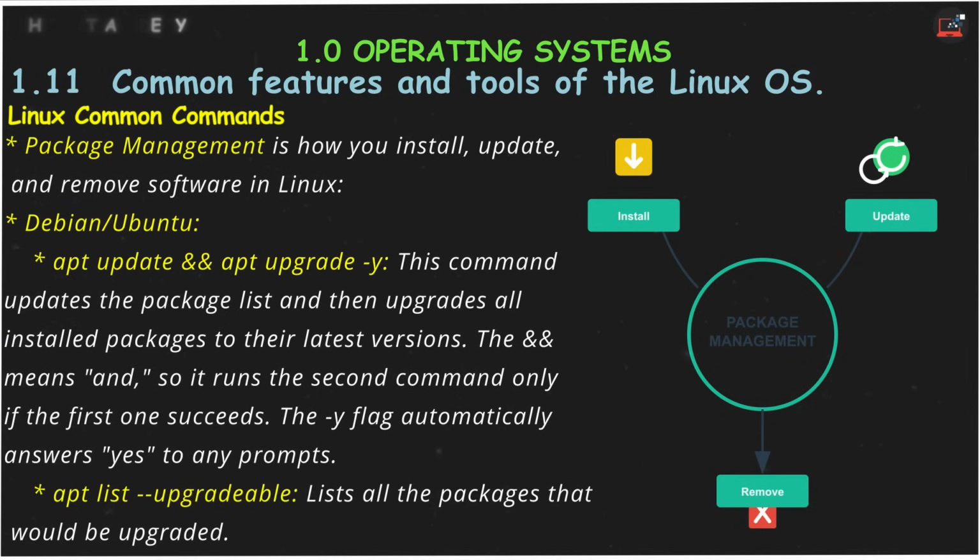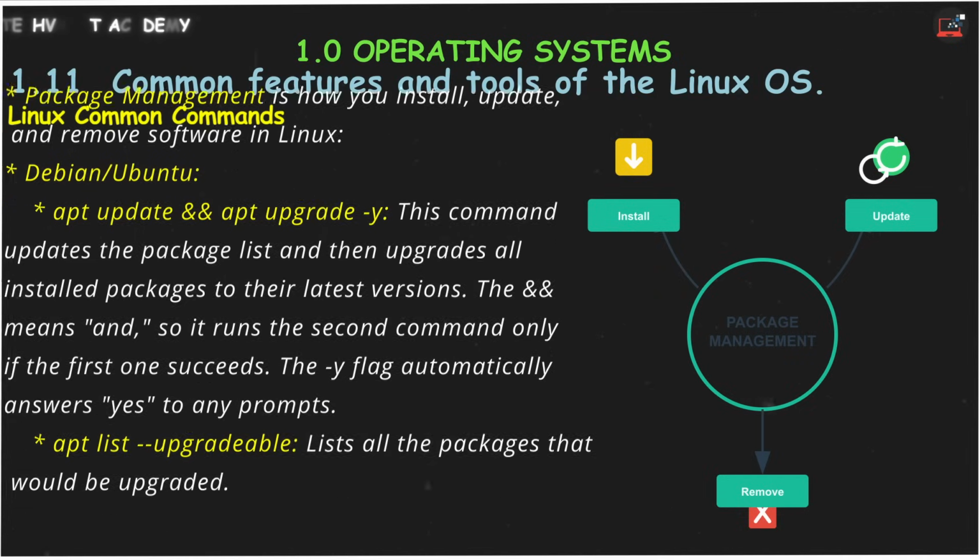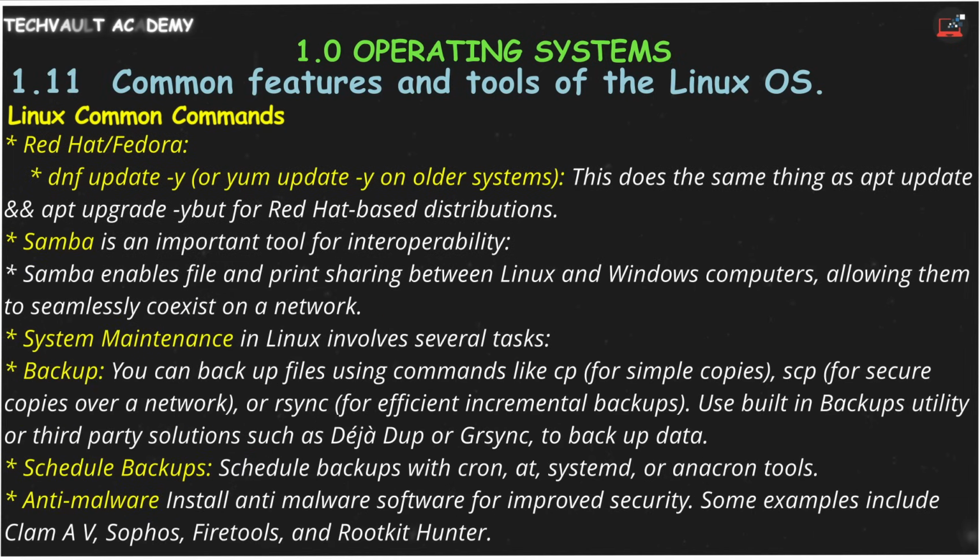Debian, Ubuntu: apt update && apt upgrade -y. This command updates the package list and then upgrades all installed packages to their latest versions. The && means and, so it runs the second command only if the first one succeeds. The -y flag automatically answers yes to any prompts. apt list --upgradable lists all the packages that would be upgraded. Red Hat, Fedora: dnf update -y, or yum update -y on older systems.